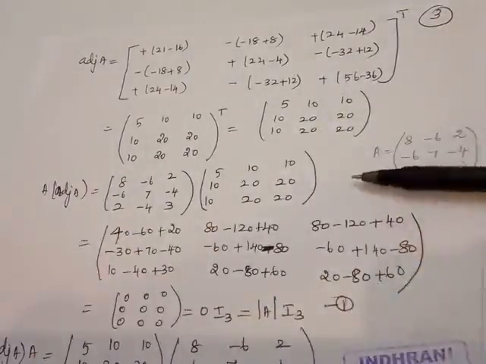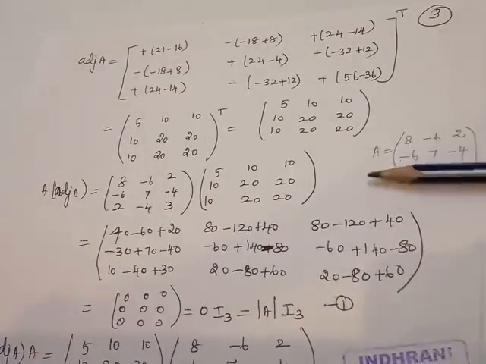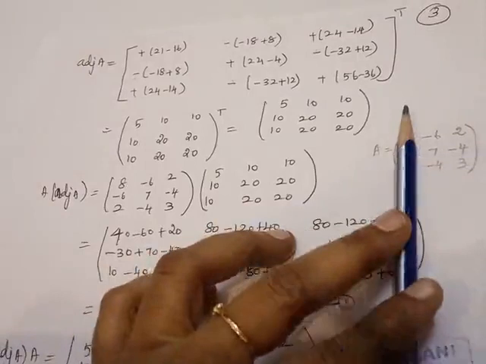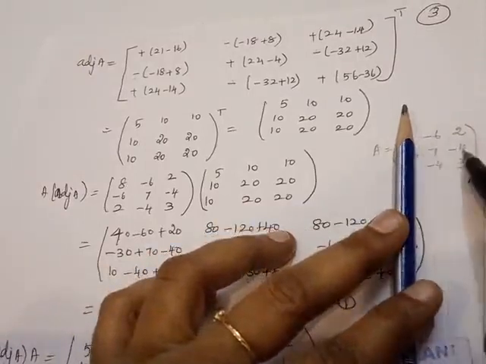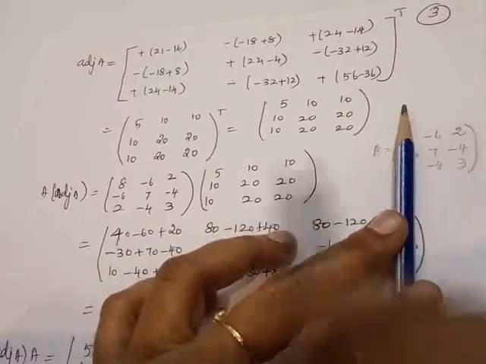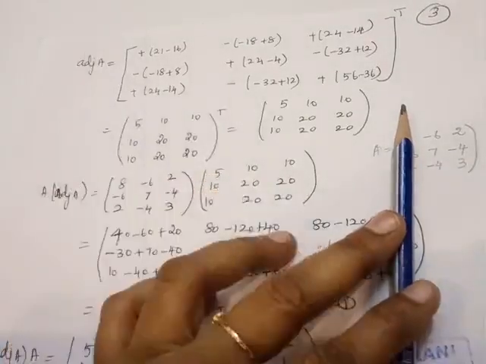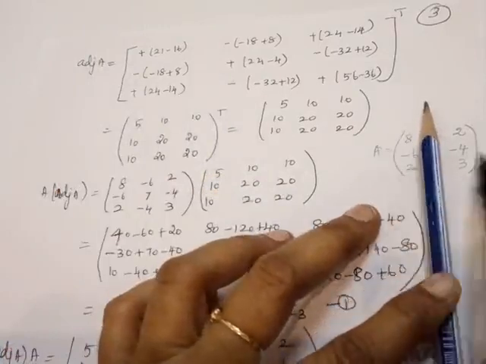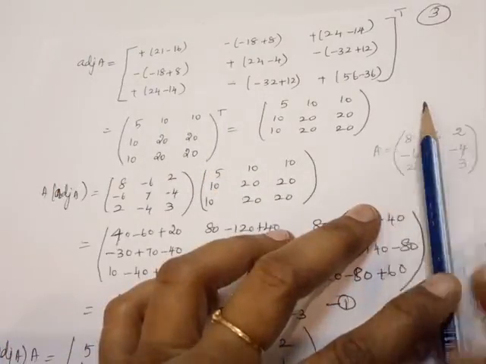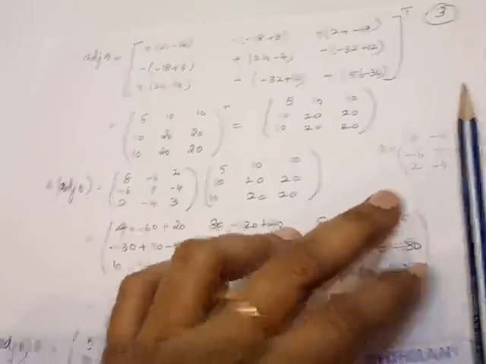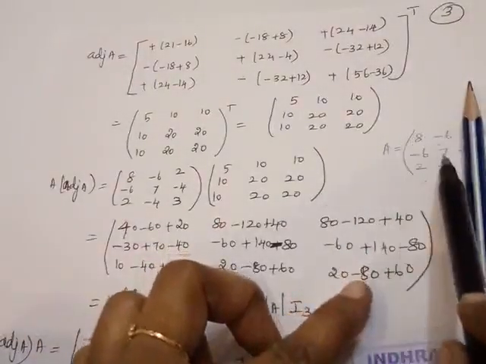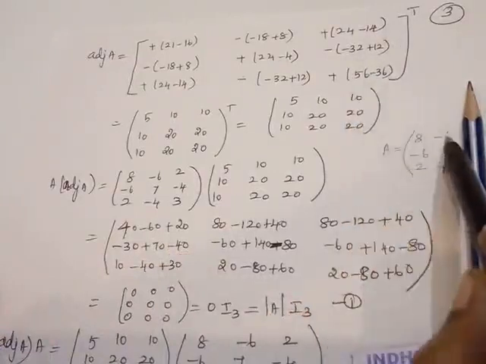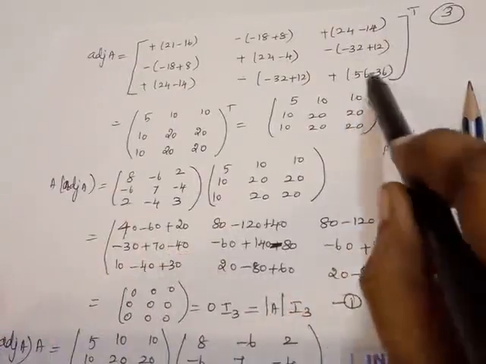Similarly, we are going for the last row. Deleting the last row and first column, you will get minus 6 into minus 4 is 24, minus 14. That is here. Then for the minus 4 element, last row, second column: 8 into minus 4 is minus 24, 6 into minus 2 is minus 12, so you will get plus 12. Last row, last column: 8 into 7, 56. Minus 6 into minus 6 is 36, so minus 36.